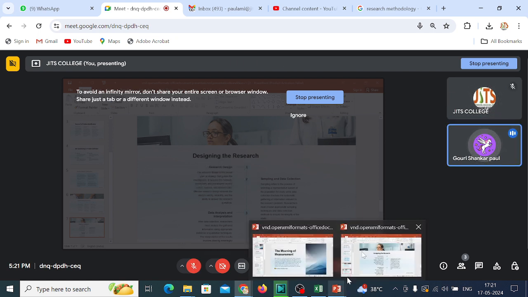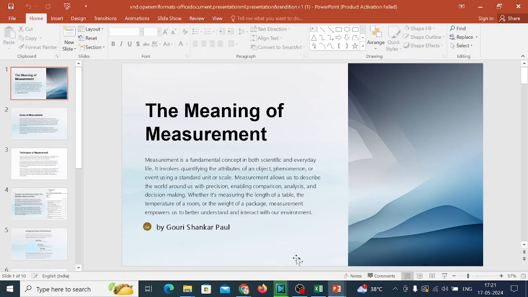Please go to the next unit, that is unit 3. It is about the measurement. We have already completed unit 1, unit 2, and now we are running in unit 3. We will enter into unit 3.